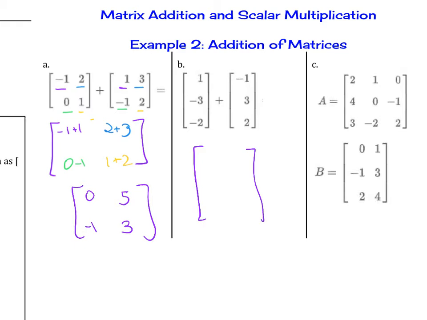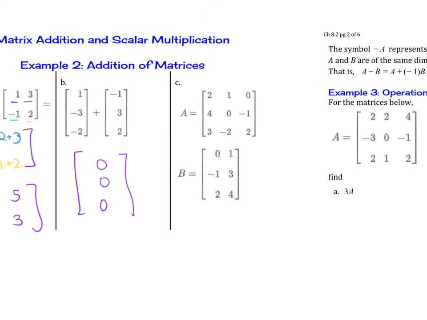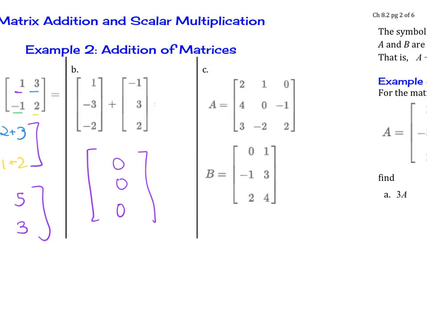So you can do the same thing here. So we could just add it as it is. I'm sure you could do it in your head. 1 minus 1 is 0, negative 3 plus 3 is 0, and negative 2 plus 2 is 0. Letter A. Now, could we add these? We cannot. This is not possible because they're not the same. This is a 3 by 3. This is a 3 by 2, 3 rows by 2 columns. So therefore, this is not possible. Or we can say it's undefined. Either one is good.